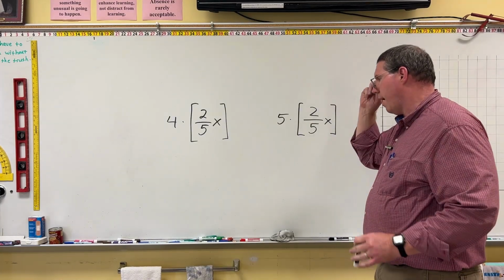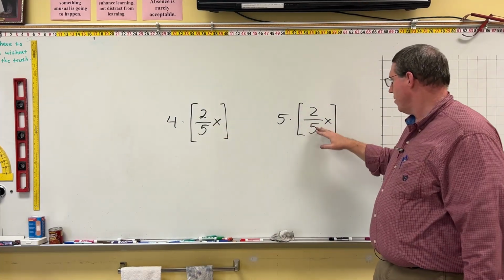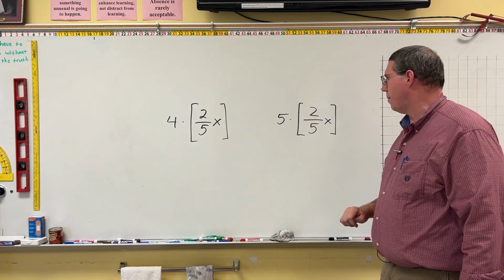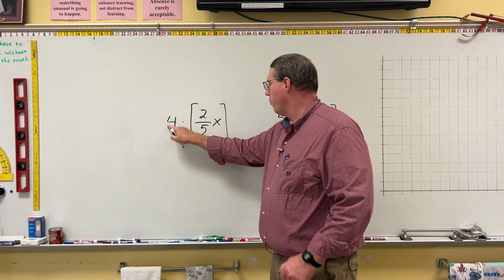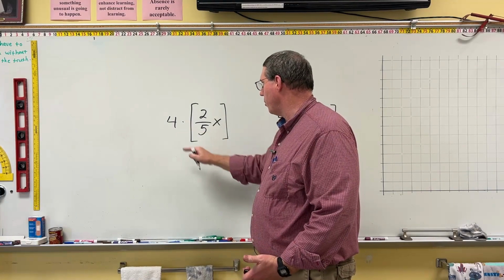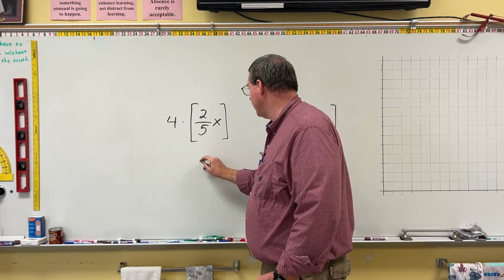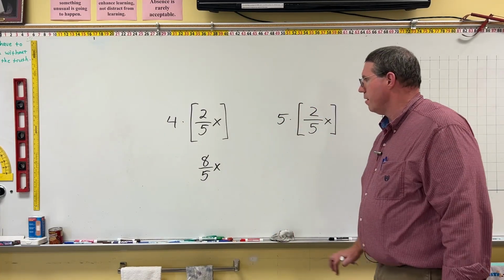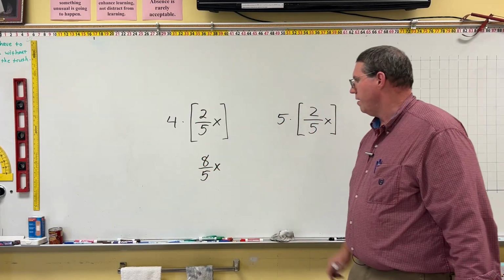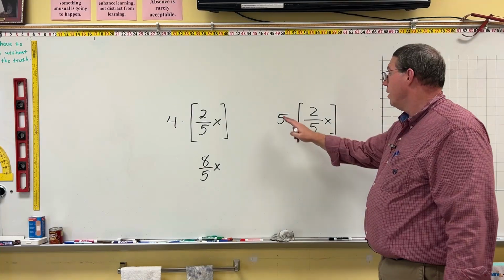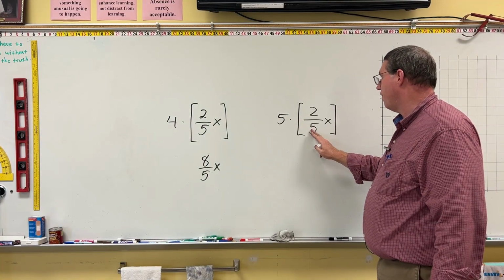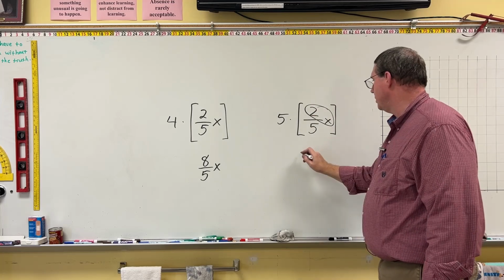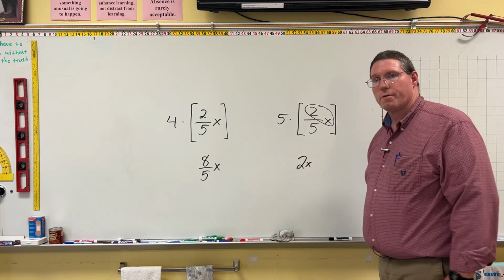Okay, in this case, we have 2/5 x, and over here we're going to multiply by 4, and over here we're going to multiply by 5. Well, here, the 4 and the 5 are not the same number, so we're going to multiply 4 times 2 is 8, leave the 5, and put the x on. So this times this is 8/5 x. But here, this 5 is the same as the denominator 5, so those cancel each other out. So our final answer is just the 2 and the x, 2x, okay?